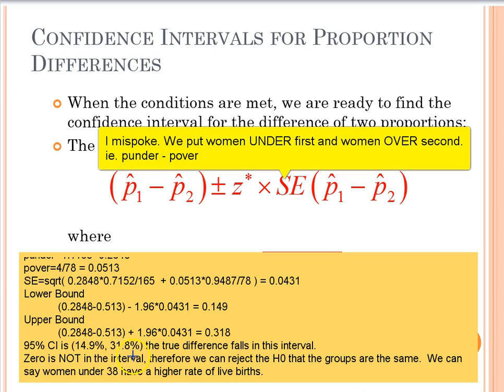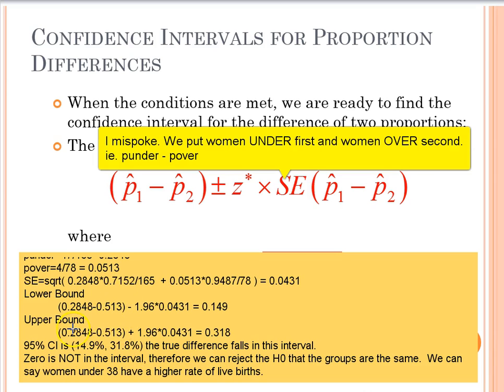This is because the interval is entirely positive. Because it doesn't run from negative to a positive number, the true difference cannot be 0. Here you can see that the true difference has to be positive. It's somewhere between 15 and 32. So if the true difference is positive, that means the group that you put first has to be greater than the group that you put second.